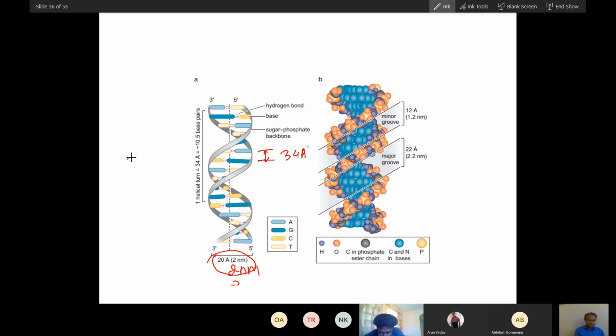So length is 34 angstrom, and that means 3.4 nanometer, and this width is 20 angstrom or 2 nanometer. So this is easy to understand. Generally length is more than breadth. That way you can understand this.